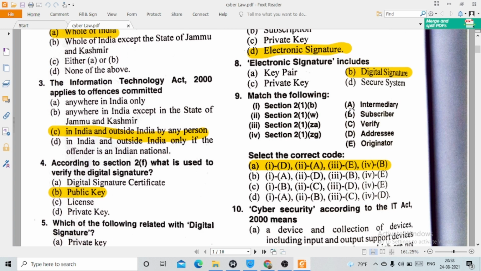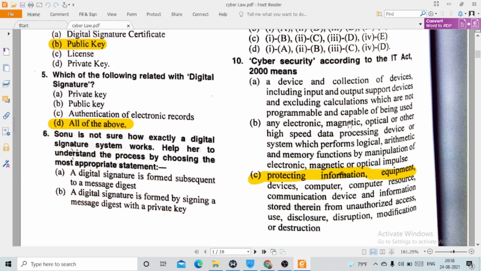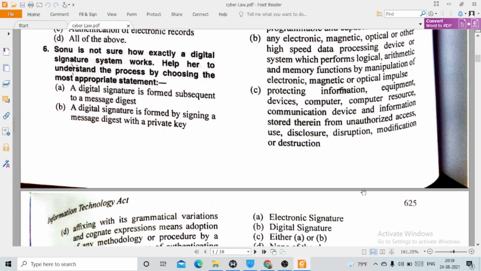Question number 9. Match the following. Section 2 clause 1 subclause B deals with originator. Section 2 clause 1 subclause W deals with intermediary. Section 2 clause 1 subclause Z deals with originator, and section 2 clause 1 subclause ZZ deals with subscriber. Question number 10. Cyber security according to the IT Act 2000 means option C, protecting information, equipment, devices, computer resource, communication device and information stored therein from unauthorized access, use, disclosure, disruption, modification or destruction.